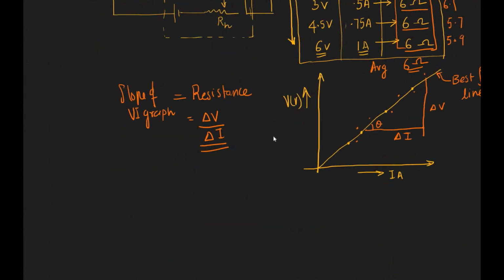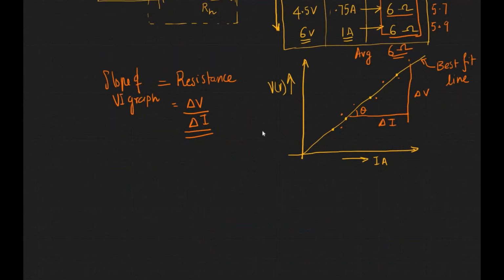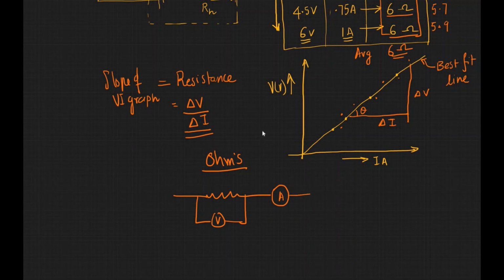So here is Ohm's law in a nutshell. Ohm's law says that if you have a resistor and the potential drop across it is V, and the current that passes through is I, then V by I is equal to R. That's what Ohm's law says, and it also says that the slope of the VI graph will be equal to resistance.